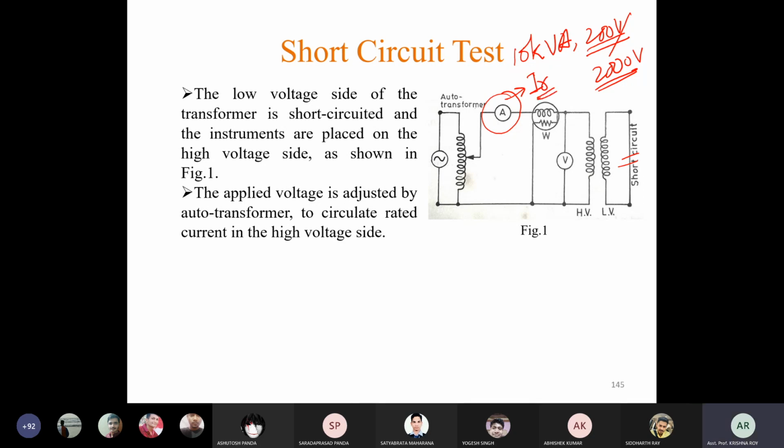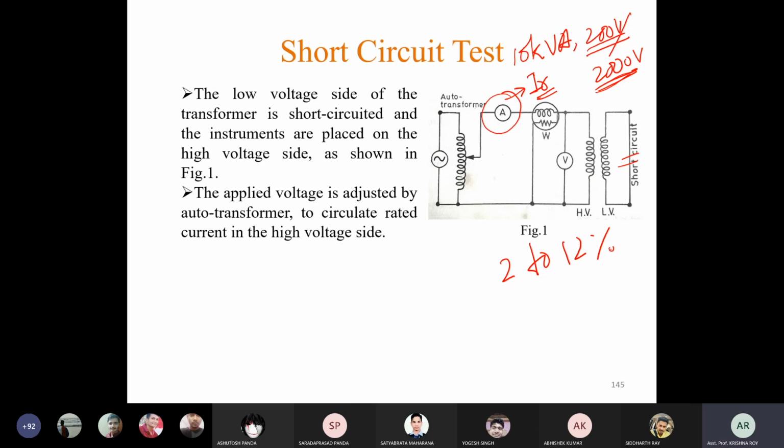Okay, so in case of open circuit test, we were applying rated voltage. In case of short circuit test, we have to apply rated current, and for that whatever may be the voltage requirement, that we have to supply. And that will vary from transformer to transformer. Normally it ranges between 2 to 12% of rated voltage of high voltage side. If the high voltage side rating here we have considered 2000 volt, so we may have to apply in between this 2 to 12% of this 2000 volt.